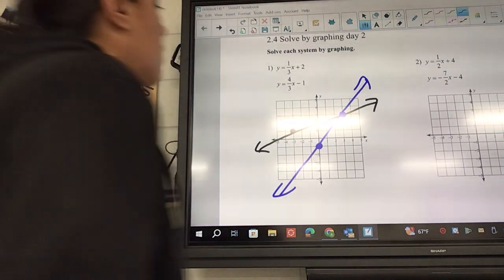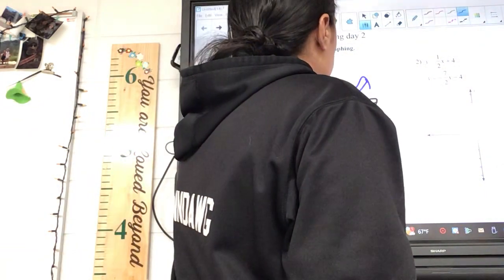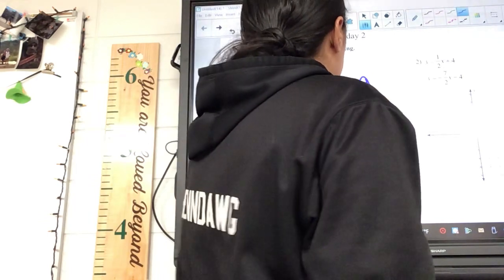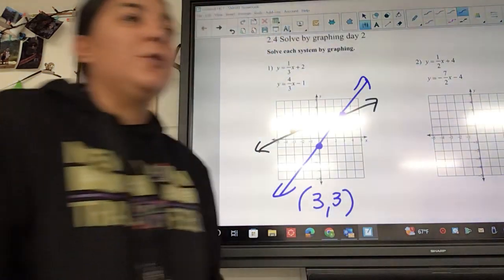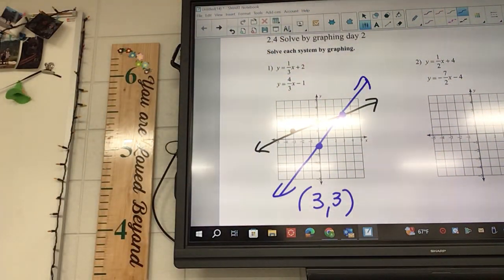3, 3. Okay, so we always look either up or down first, which is at 3, and then we look either left or right and see where it's intersecting. Okay, 3, 3, and that's about the only part that most of you are struggling on, that coordinate. And that's just going to come from practice.